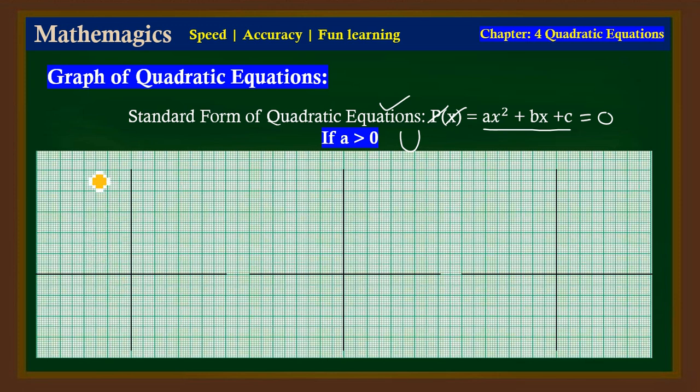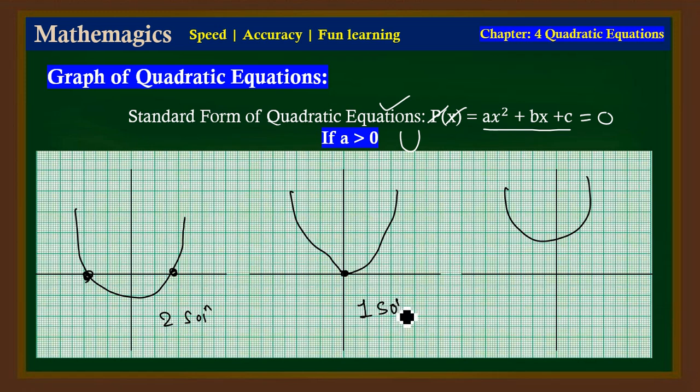The first graph may be like this. The second graph may be like this. The third graph may be like this. So here there are two different solutions, because two points of intersection, two solutions. Here one point of intersection, so one solution. And there is no point of intersection, so no real solution, but it is having two different imaginary solutions. So obviously that's why we are obtaining two solutions, one solution and no solution. That's why we used to say that the quadratic equation is having maximum two solutions.